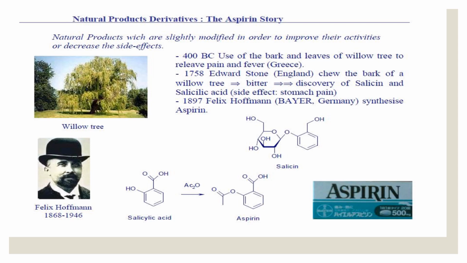Have a look. The aspirin that we are using nowadays on the market was also first produced from the willow tree by Felix Hoffmann, a natural product slightly modified in order to improve its activity or decrease its side effects. Before 400 BC, the use of bark and leaf of the willow tree was known to relieve pain and fever. However, due to the gastrointestinal irritant effects of this active ingredient from the willow tree, salicin, which is found in aspirin as an active ingredient, was not used for medicine for a long period of time.